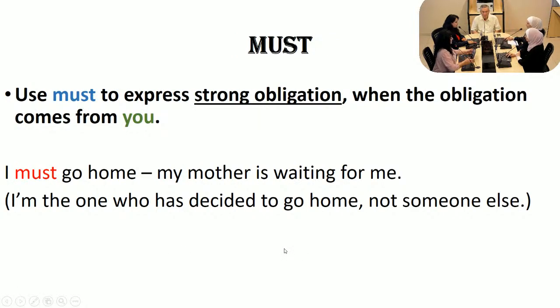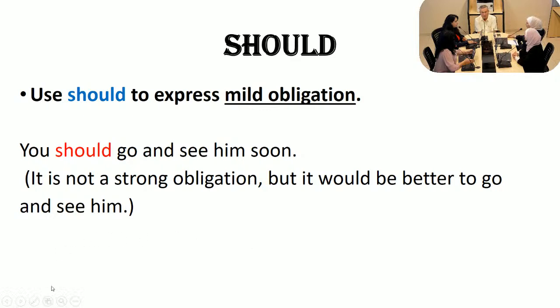Must is also used to express strong obligation, but when the obligation comes from you or from someone who has authority. And the verb after must is also used in the base form. I must go home. My mother is waiting for me. I'm the one who has decided to go home, not someone else. So you can give an order to yourself and say, I must.